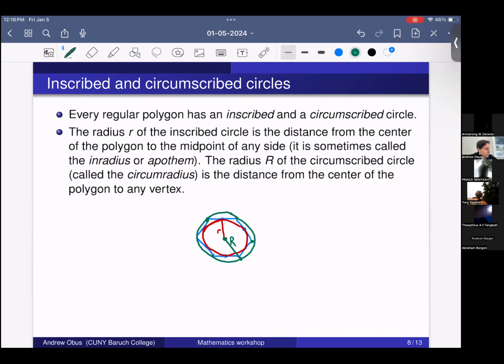Okay, so the radius of the circumscribed circle is the distance from the center of the polygon to any vertex, because that's what the circumscribed circle goes through. And the inradius, or the apothem, is the distance from the center to the midpoint of a side, because that's where the inscribed circle goes. And I prefer inradius and circumradius because the words tell you what it means.